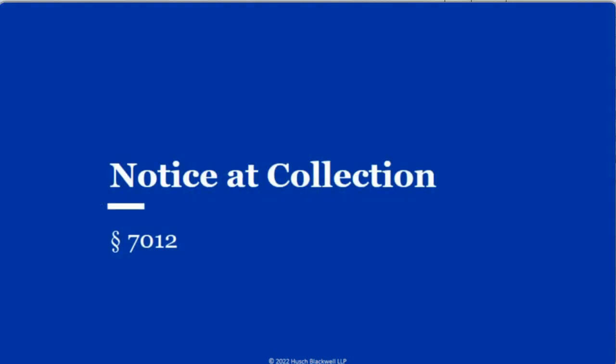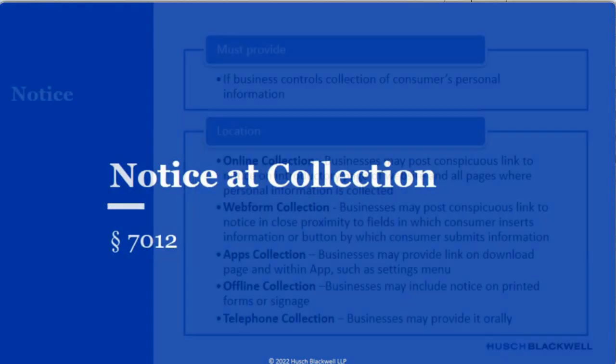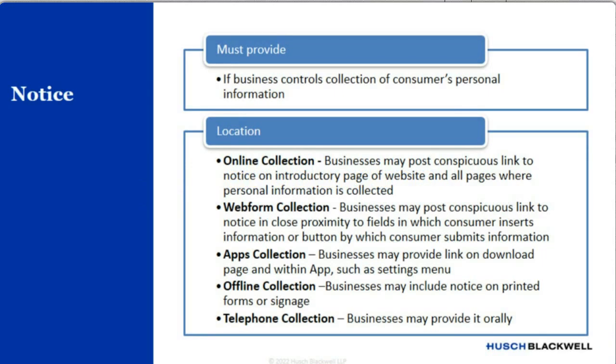So notice at collection. The CPRA requires businesses that control the collection of consumers' PI to provide consumers with a notice at or before the time they collect that personal information. If a business collects personal information from a consumer online, the notice at collection may be given to the consumer by providing a link that takes the consumer directly to that specific section within the privacy policy we just talked about. However, the regulations revised this section to make it very clear that directing the consumer to the beginning of a privacy policy or to another section of the privacy policy, in either case where a consumer would need to scroll through other information, will not meet this standard.